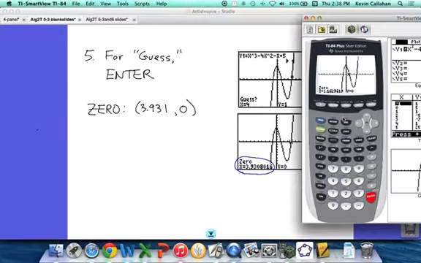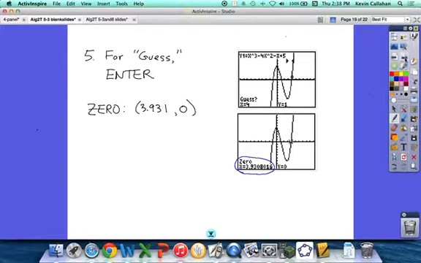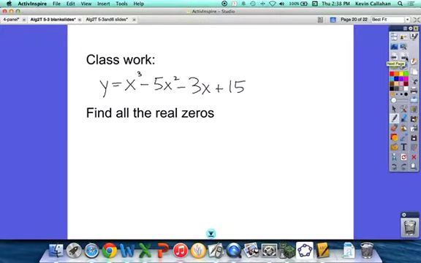Okay, so try one more. See if you can find all the real zeros for that one. How many real zeros is that going to be? Could be up to 3.